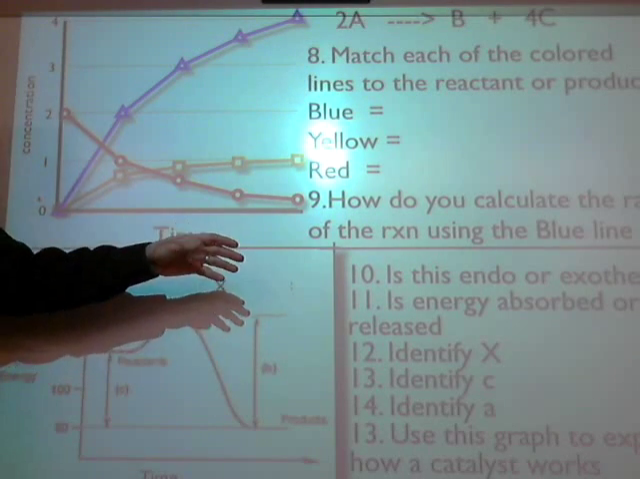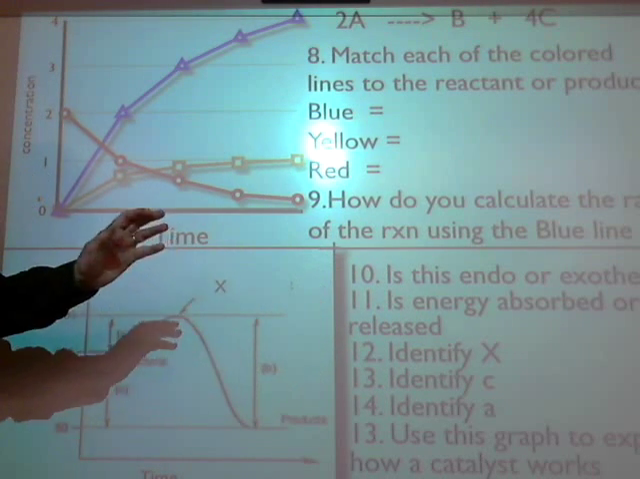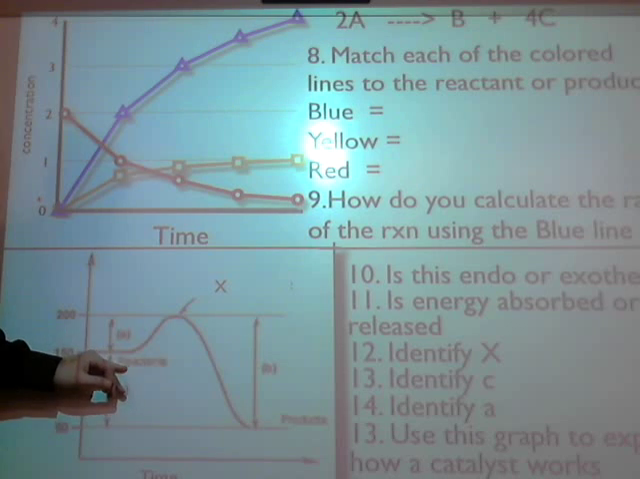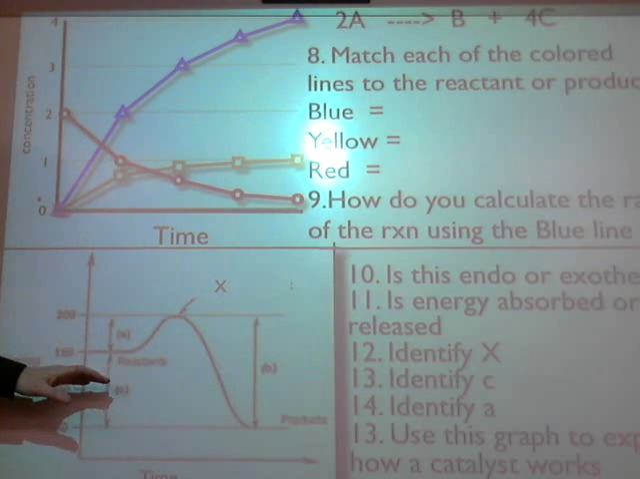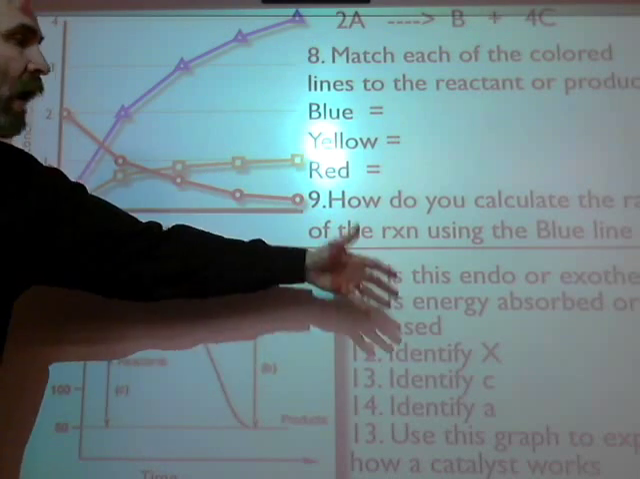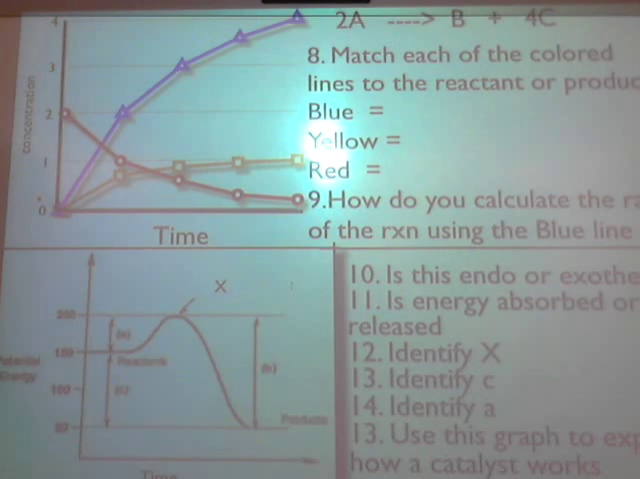Let's answer the questions first. Endo or exothermic? My goodness, you should know this by Chem 1 standards, right? This is exothermic. It started off at high energy and ends at low energy. You should recognize that shape as being exothermic. If it starts at high and ends at low, it must have given off energy. Therefore, energy is released. Y'all have that, I hope.